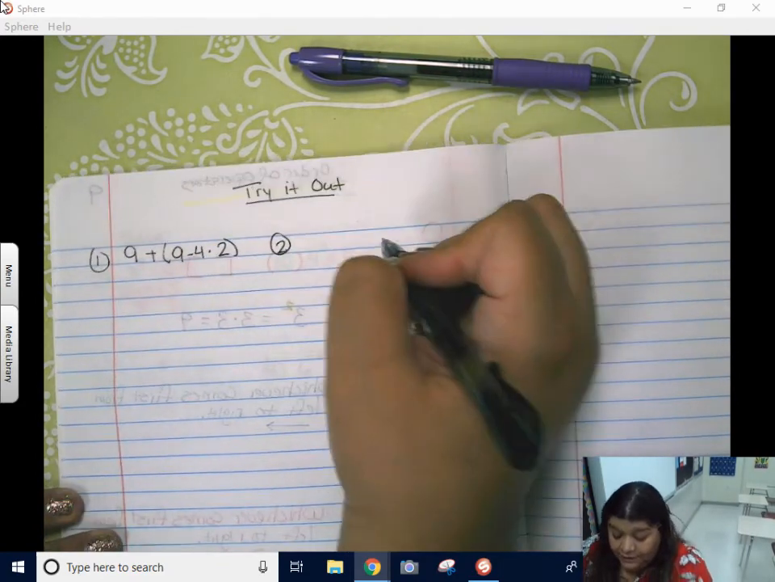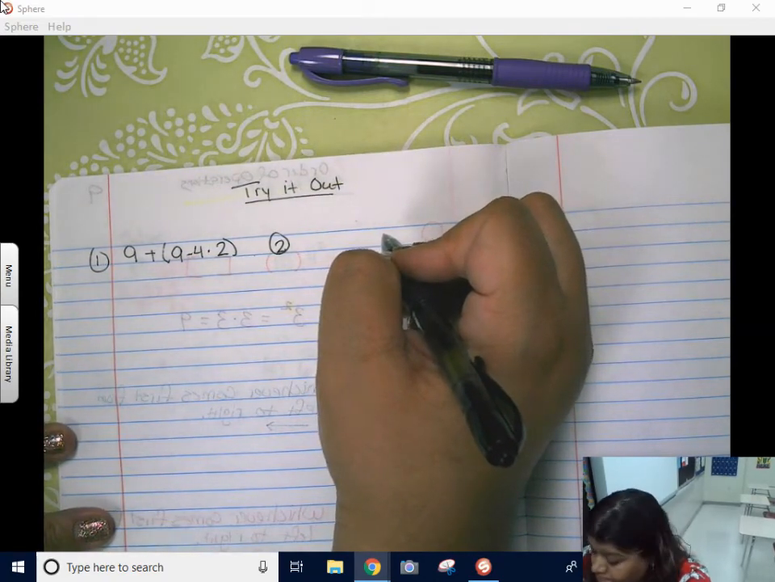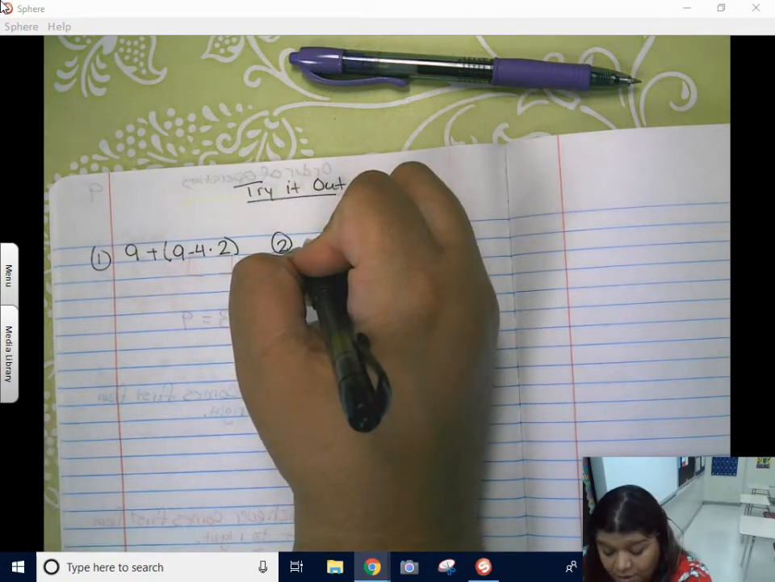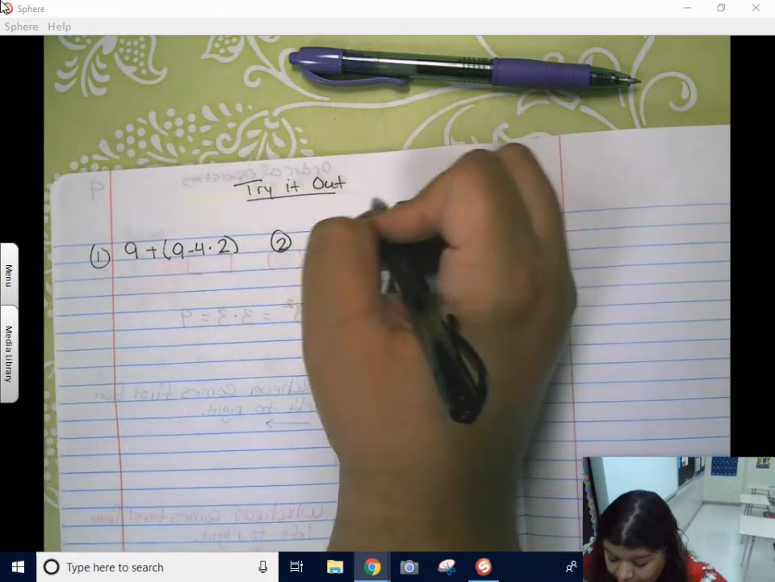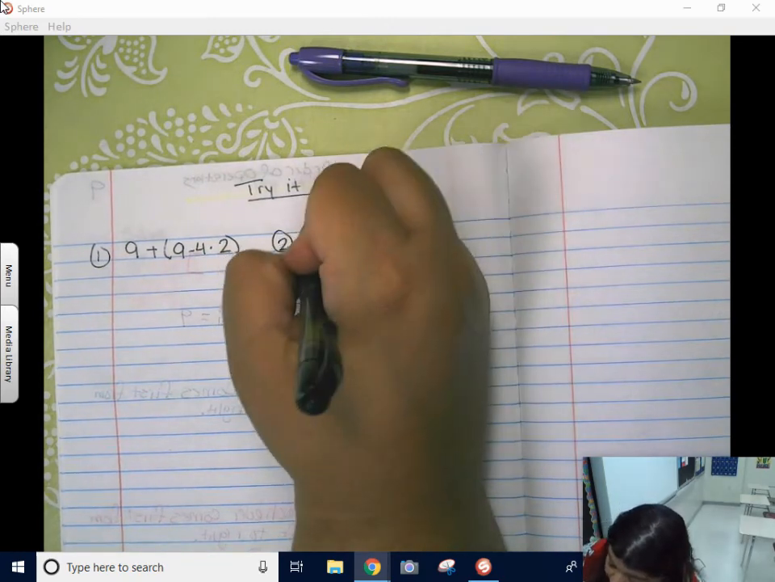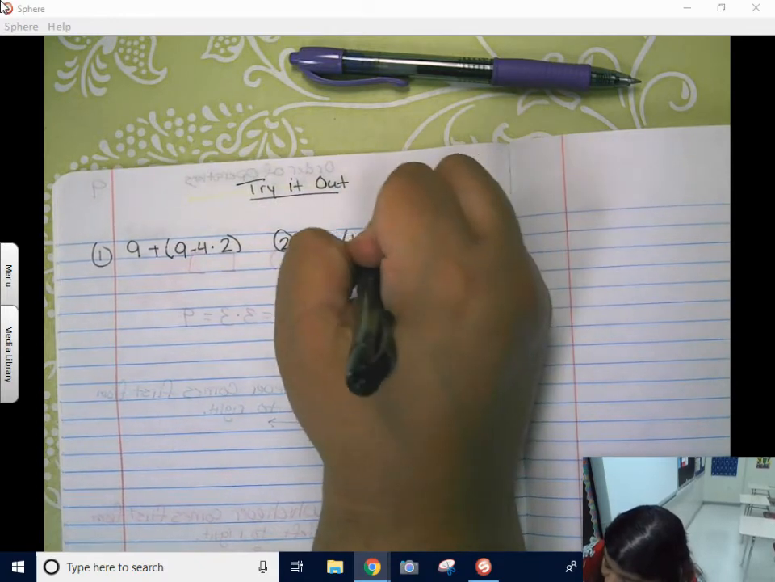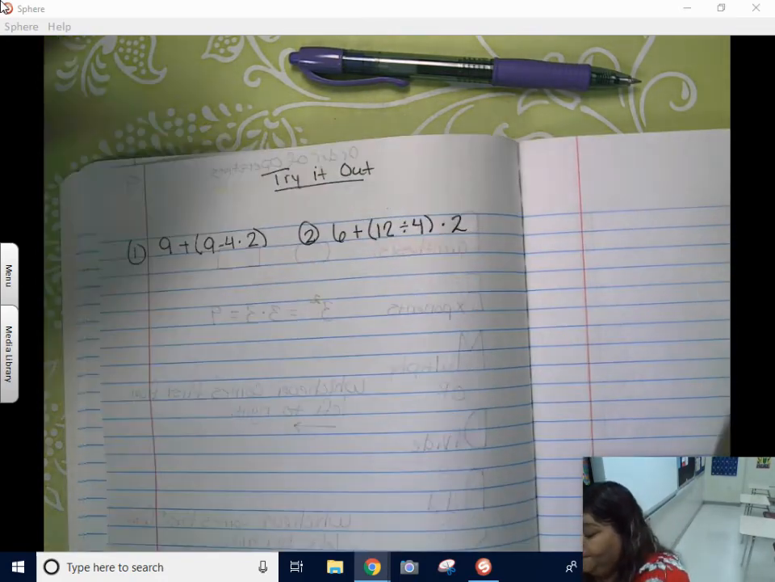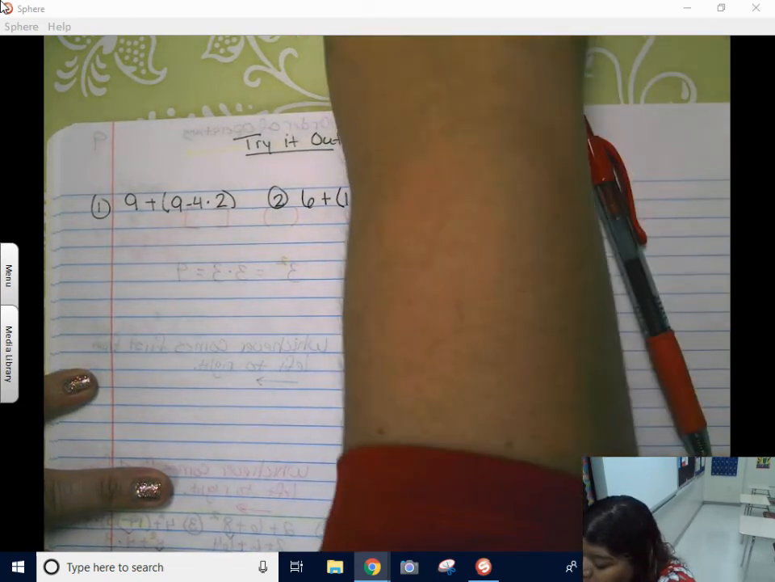And then for this one, I'm going to give you something hard, but not too hard. Let me think. Let's do 6 plus parenthesis 12 divided by 4 times 2. So go ahead and write those down. Press pause and solve it. See if you can get it. And then we'll go ahead and do it together.